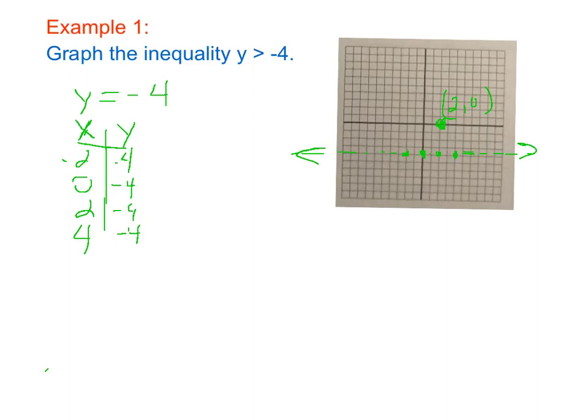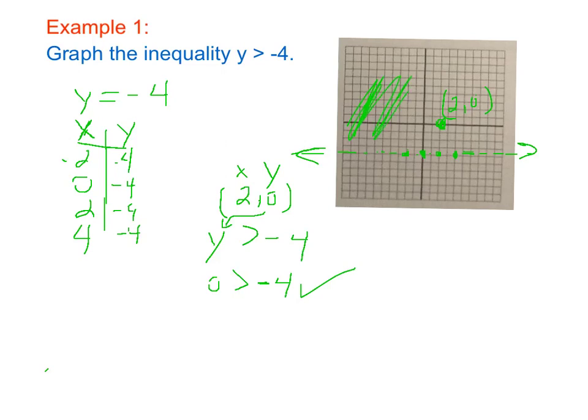If it's true, we're going to shade to include that point. So we're starting with y greater than -4. We want to look at the point 2, 0. So we want to plug in the values. Keep in mind that the first is the x, the second is the y. So I'm only going to plug in a y here because that's all we've got. We don't have an x value. So is 0 greater than -4? And yes, it is. So we want to shade to include that point, so we're going to shade everything above that dashed line.